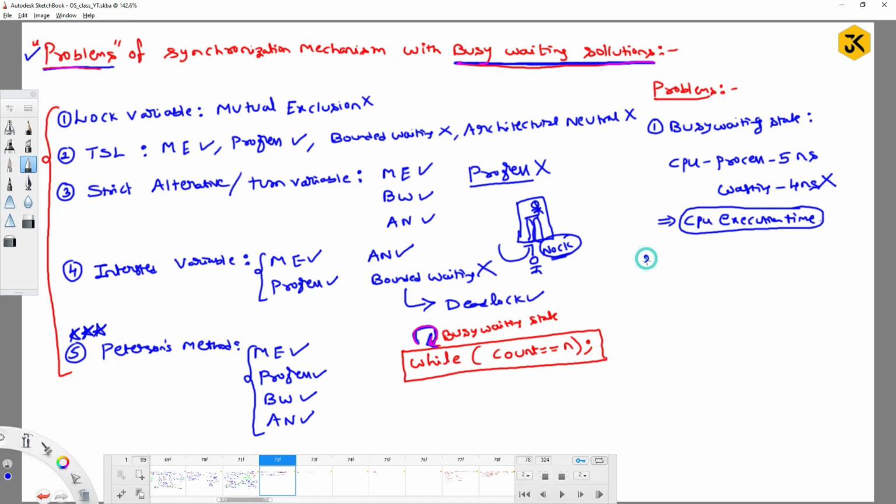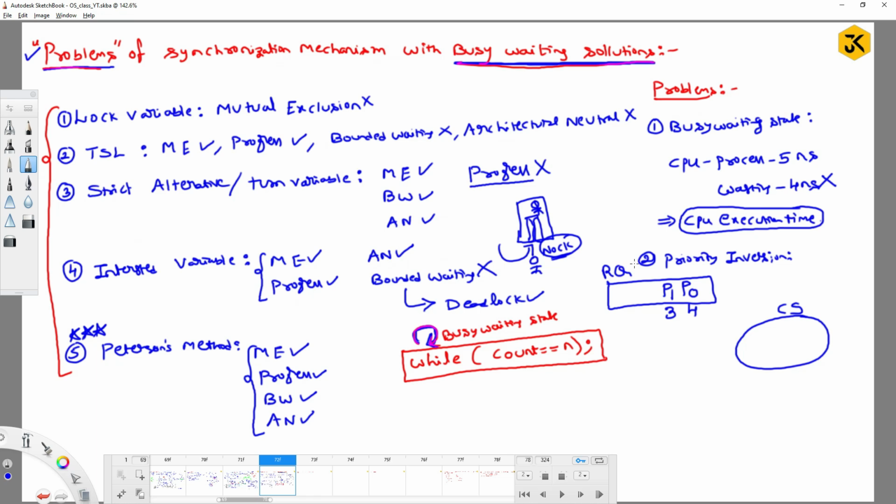And another kind of problem will be priority inversion. The meaning of this one is, if I say this is a kind of critical section, assume that there are two processes P0 and P1, with P0 having priority 3 and P1 having priority 4, and these are available in the ready queue.